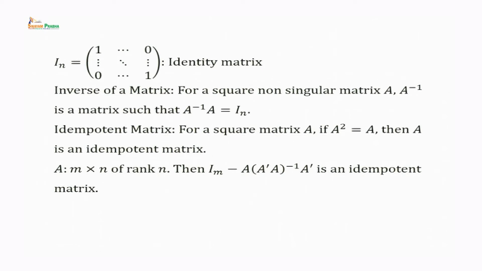Then we define the inverse of a matrix. For a square non-singular matrix A, the inverse is a matrix such that A inverse A is equal to I n. In fact, A A inverse is also I n. So, whether you pre-multiply A by A inverse or post-multiply A by A inverse, you get the identity matrix of order n.